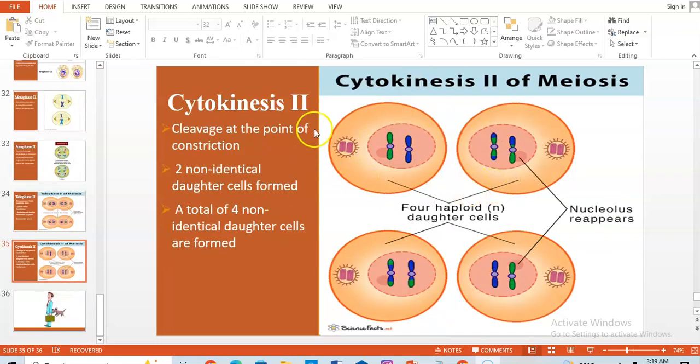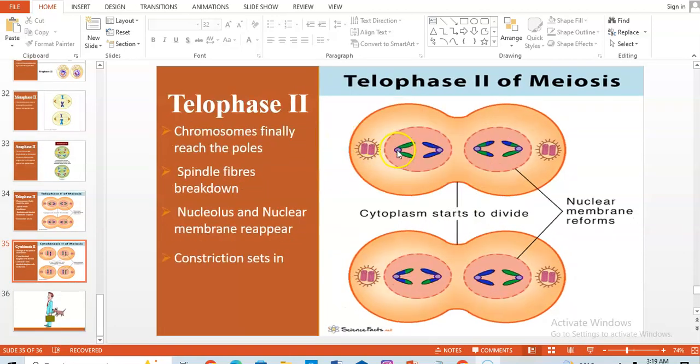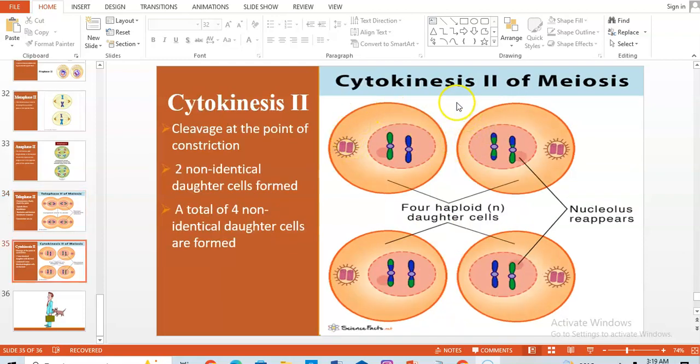So now we have cytokinesis 2. At cytokinesis 2, here at telophase, there is this constriction. So there will be a cleavage at this constriction at cytokinesis 2. When that cleavage occurs at the point of constriction, you form two non-identical daughter cells. So in total now, you have two non-identical daughter cells formed from the first meiotic division, and two non-identical daughter cells formed from the second.